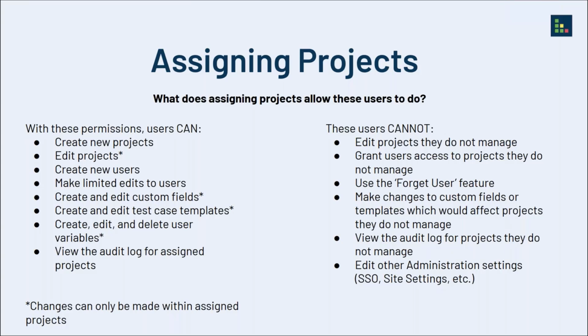I would also not be able to view the audit log for projects which are not assigned to me. And I would not be able to edit any other administration settings, such as single sign-on, site settings, UI scripts, and any other settings in the administration area. This set of permissions is designed for teams who want to grant project managing permissions without needing to assign administrator permissions to a user who doesn't necessarily need all of that access to TestRail.